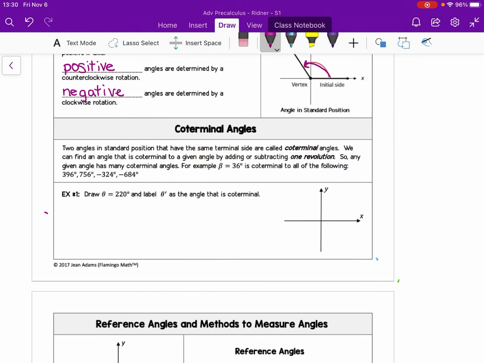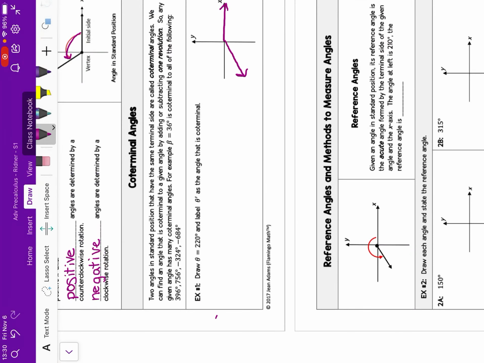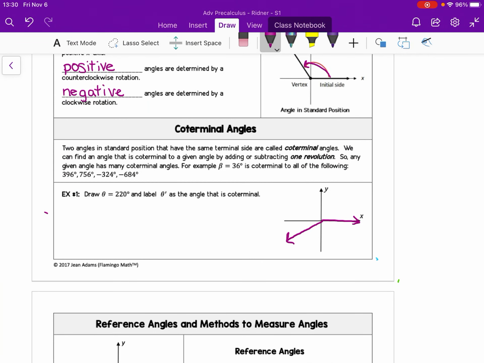So we want to draw 220 degrees. If we think about it, 220 degrees is 180 plus 40 degrees. So 180 would be just the negative x-axis there. We want to go about 40 more degrees, so we're somewhere right there. Then we draw our arrow there to denote which direction we went to get 220 degrees.